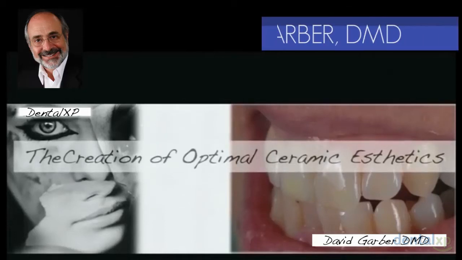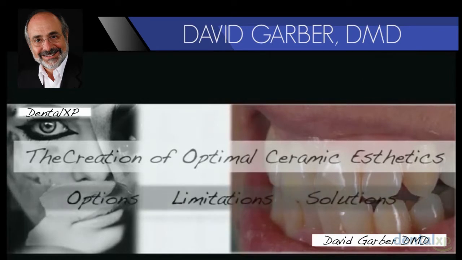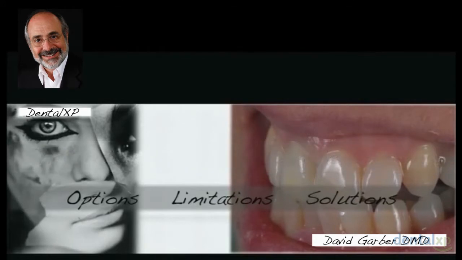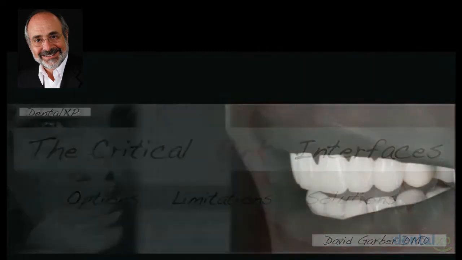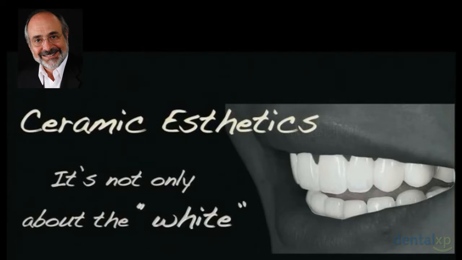So the issue is the creation of optimal dental ceramics, ceramic aesthetics. And we're going to talk about the options, different ways of doing it, the limitations of each, as Coney did, and the solutions we've found. And I've taken a slightly different tack, and I'm going to talk predominantly about pink. Whereas we all think about ceramics as white, I'm going to talk about pink ceramics as a very key component of the white. Because when you really look at it, ceramic aesthetics is really not all about the white.